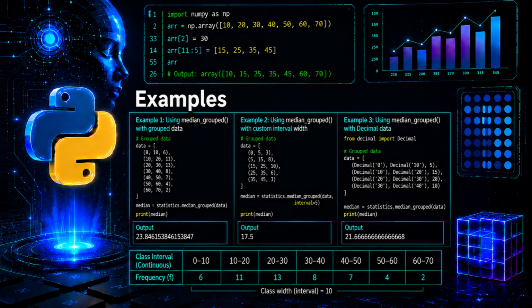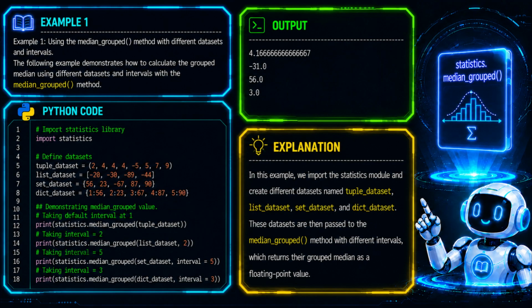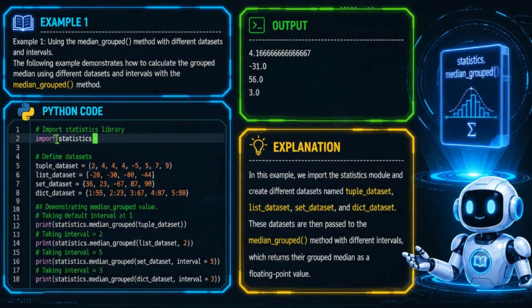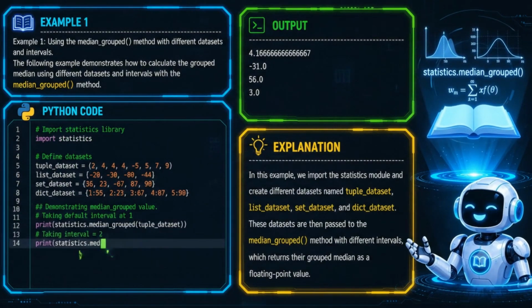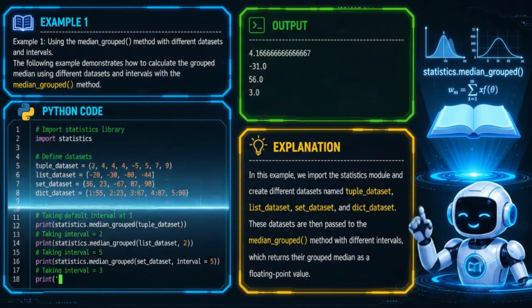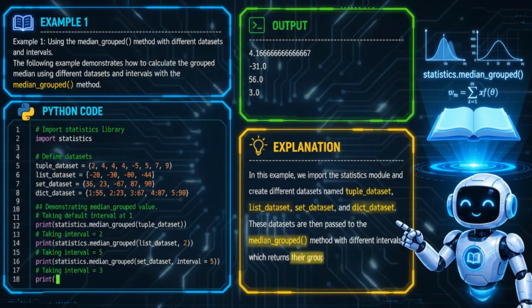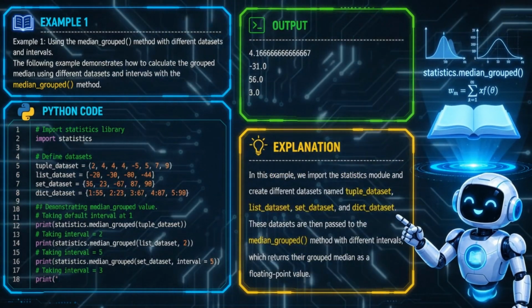Examples. Let's take some examples of the median_grouped method to better understand it. Example 1. Using the median_grouped method with different datasets and intervals. The following example demonstrates how to calculate the grouped median using different datasets and intervals with the median_grouped method. Hello, let's use the grouped median method. We can use it with different datasets and intervals. It returns the median as a floating point value. This is how easy it is to use.